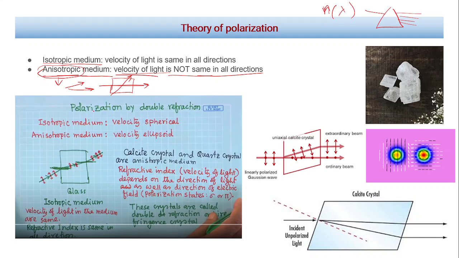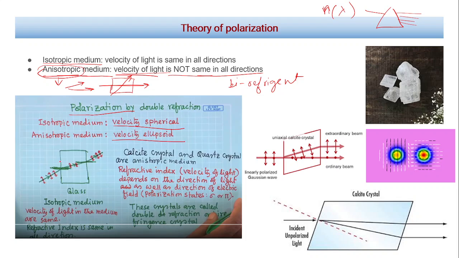So as I just now told, polarization. These materials are called double birefringent materials, or double refringence it shows, meaning double refraction it shows. Now what happens? These isotropic mediums are called velocity spherical, and these anisotropic mediums show velocity ellipsoid.